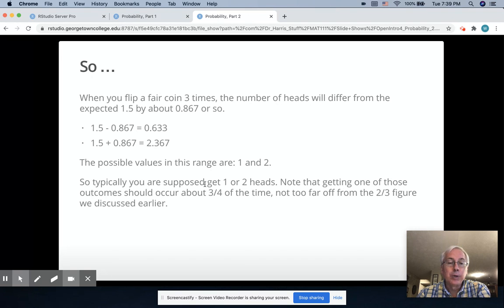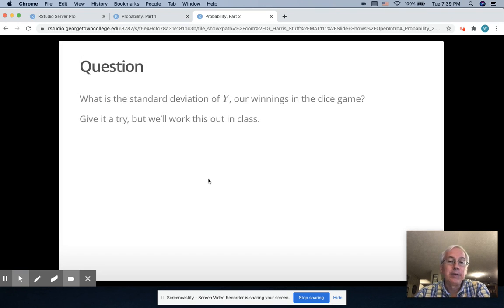One last thing for you to do, I want you to try finding the standard deviation of the winnings in the dice game. So work on that. We will talk about it in class. So that's it for this chapter. We will continue on with chapter 4 on a couple of different examples of random variables in the very near future.